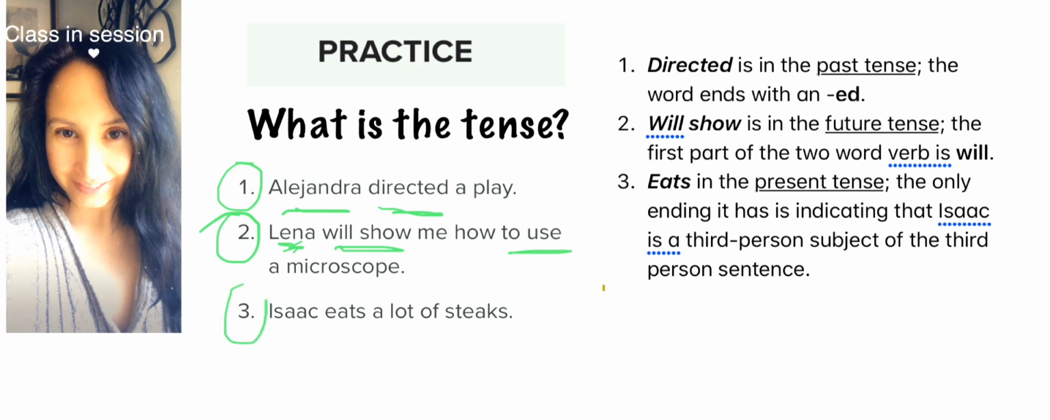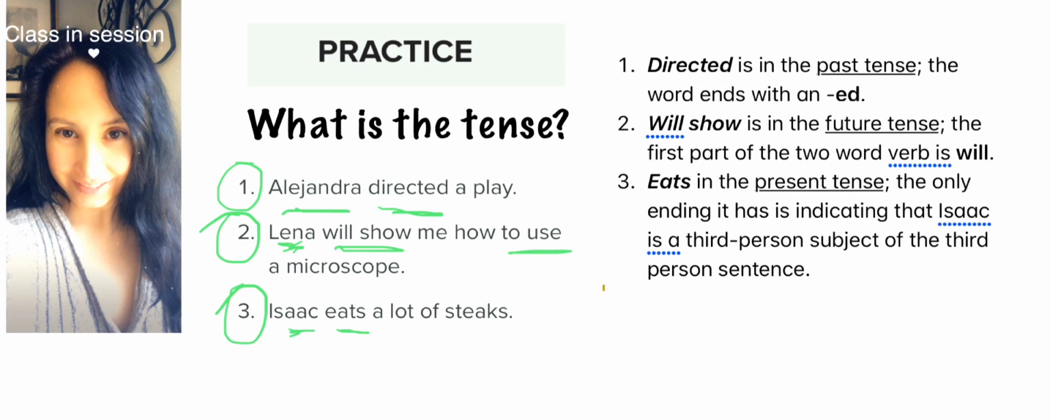Okay, number 3. Isaac eats a lot of steaks. Let's repeat. Isaac eats a lot of steaks. Isaac is the subject or the noun, it's a person. Eats is the verb, a lot of steaks. So eats is in the present tense.